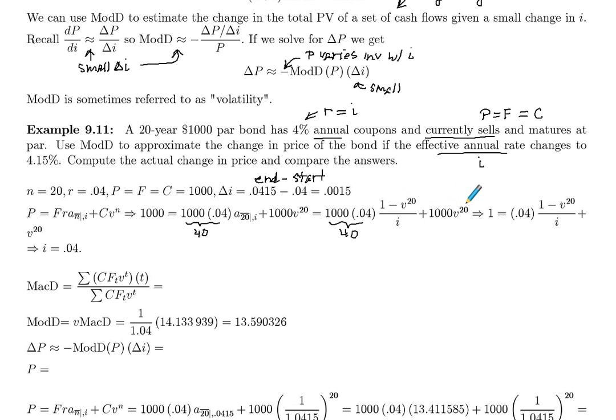Alright, well, notice that 1,000 is a common factor here. This is all equal to 1,000. So we could divide that 1,000 off of both sides of the equation. This will be left with a 1 right here. This will turn into a 0.04, and then this will be a 1. So this will be 0.04 times 1 minus v to the 20 over I plus v to the 20. Let me move that back over here so you can really see what's going on.